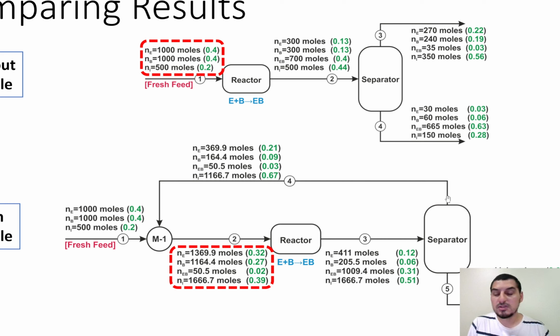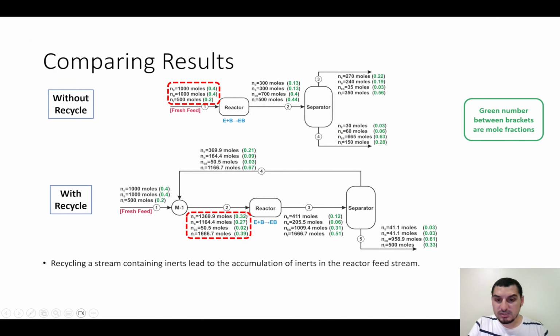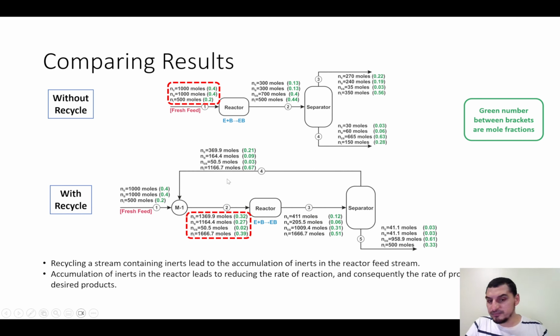the process. So this is a big problem that we face here, and this is the accumulation of inerts in the reactor. So the recycle leads to the accumulation of inerts in the reactor, and this reduces the rate of reaction and the rate of production of desired product, and it puts more load on the recycling equipment. So we have to find a solution to this problem, and this solution is a very simple solution, but it's a very effective solution as well.